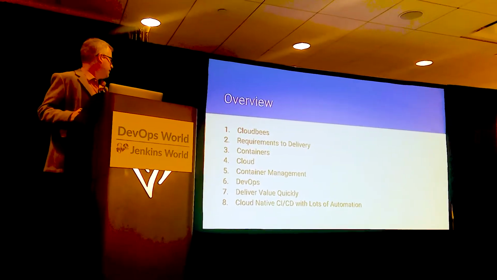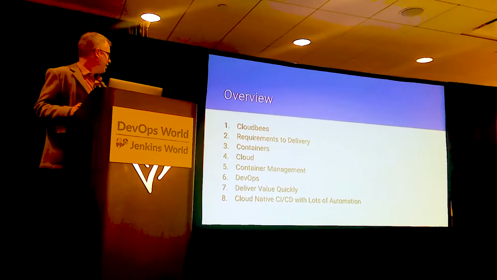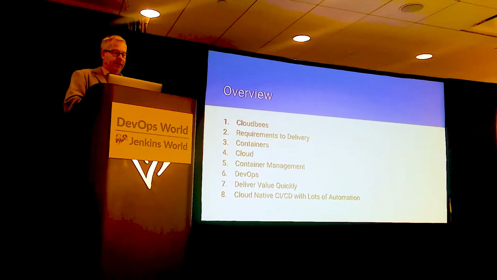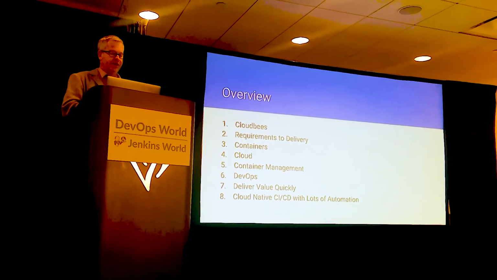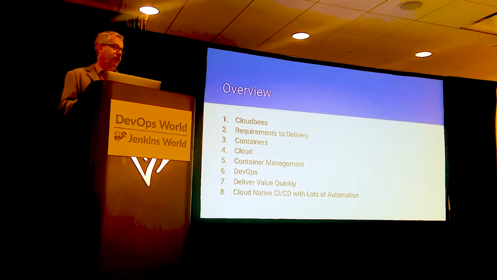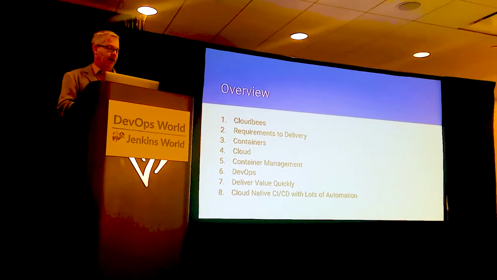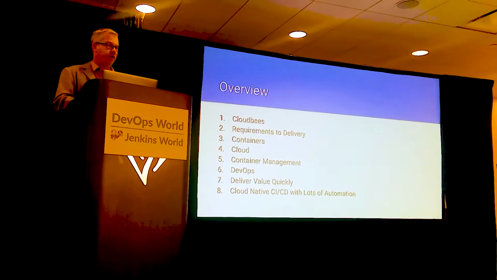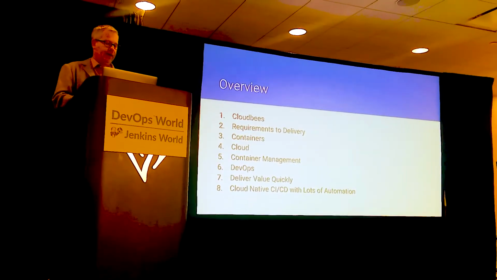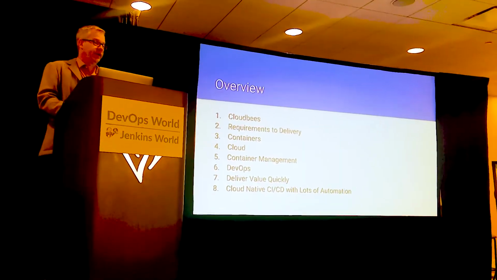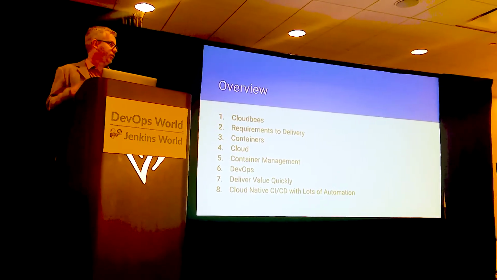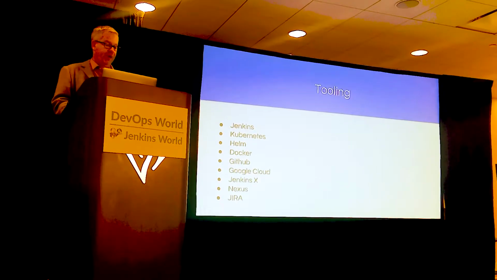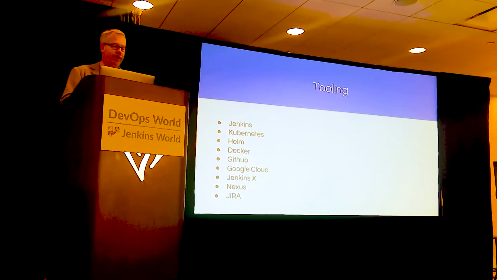as well. So we're going to talk about containers, Docker containers, cloud. In this case, we're going to be using Google Cloud and GKE, the Kubernetes engine. We're going to talk about container management with Kubernetes and Helm for deployment, and just a general DevOps overview of what Jenkins X provides, and then also how it can deliver value quickly. The cool thing about Jenkins X, it really pretty much blew me away, is how fast you can be off to the races doing best practices CI/CD in just a matter of minutes.